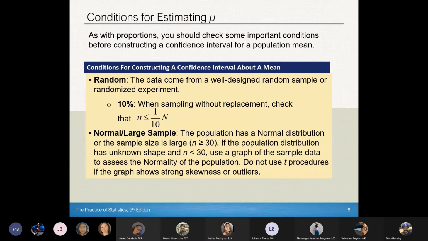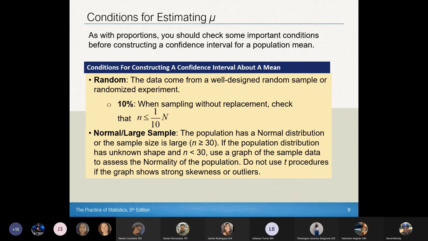All right, so we have conditions for estimating mu. As with proportions, you should check some important conditions before constructing a confidence interval for a population mean. These are the conditions we're supposed to check. These you're going to want to write down. Very similar to what we did for proportions. We're just essentially switching the last one to apply to means.